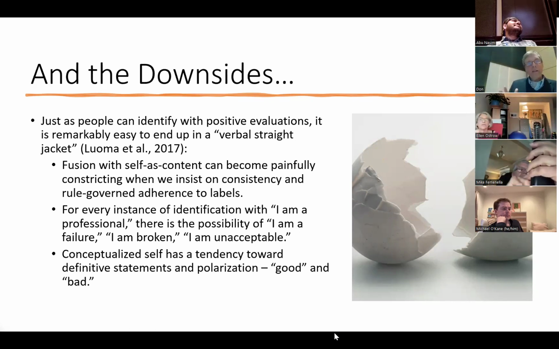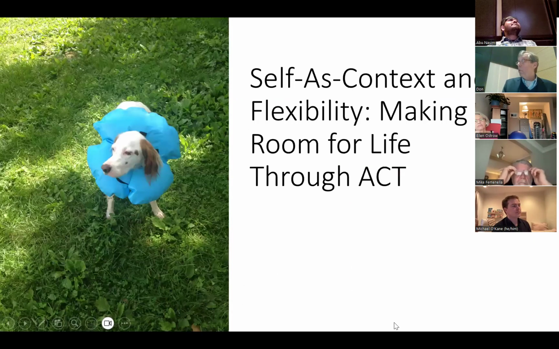And there's just a tendency in conceptualized self, something that happens in conceptualized self, that it tends to polarization. It tends to the good or the bad. And that polarization seems to be something that happens in this objective identification, right? As opposed to taking the perspective of self as context. Okay.